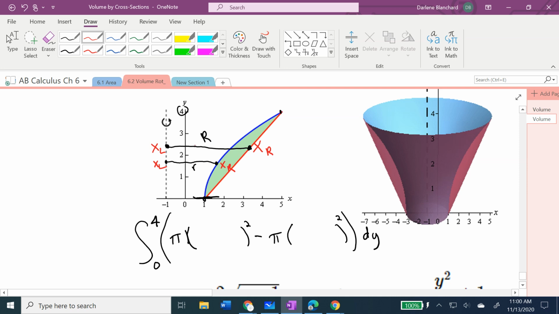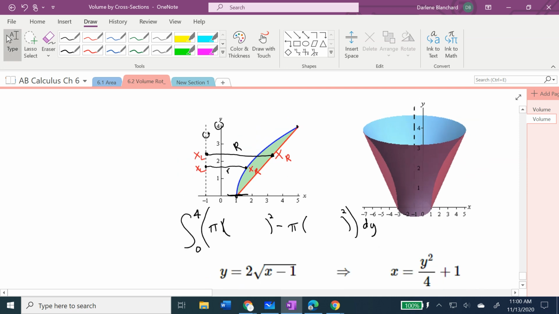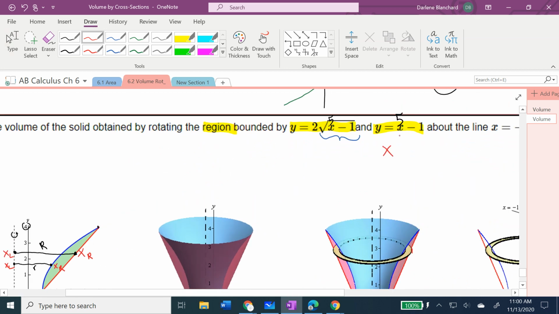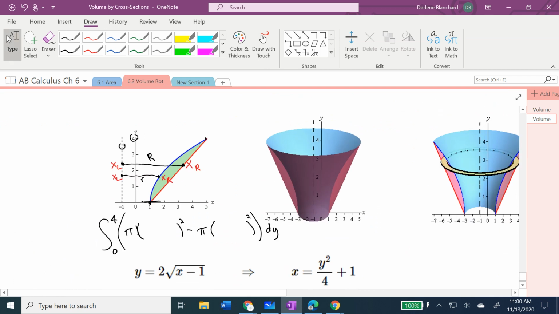So then I look at my outer radius, its right x coordinate. I have to change this equation and write it as x equals y plus 1. And then minus my left x, which is negative 1. You guys will probably end up just writing plus 1.